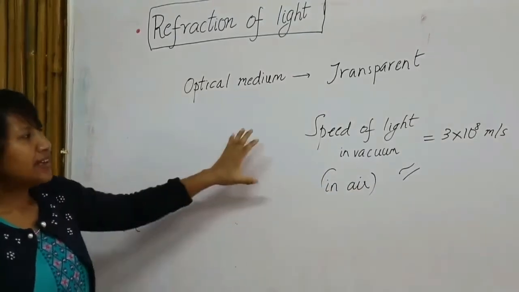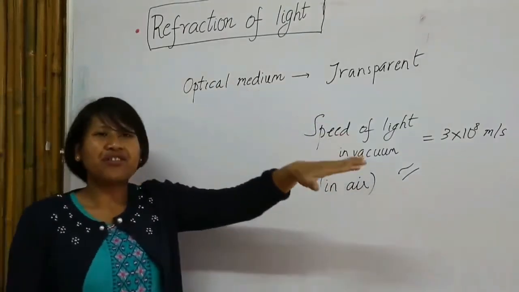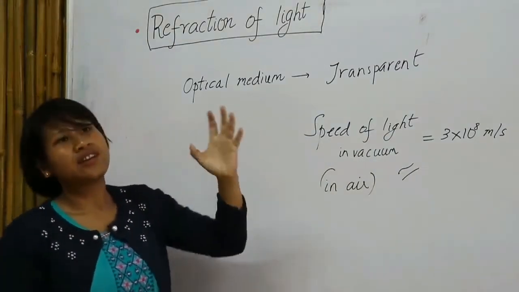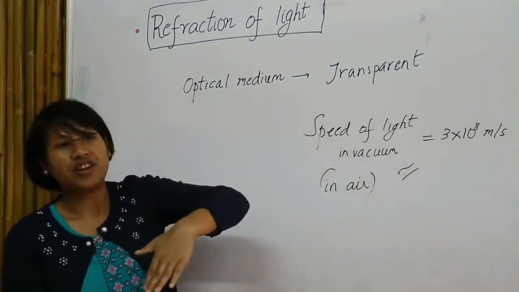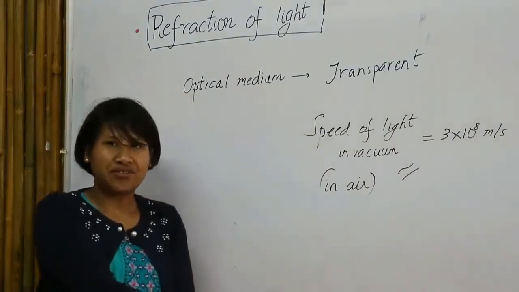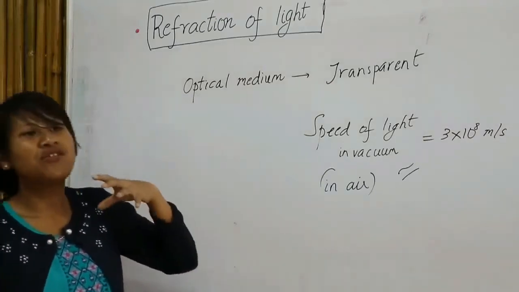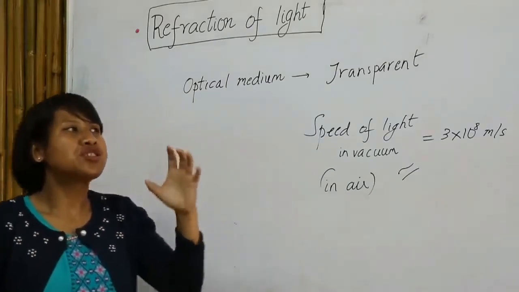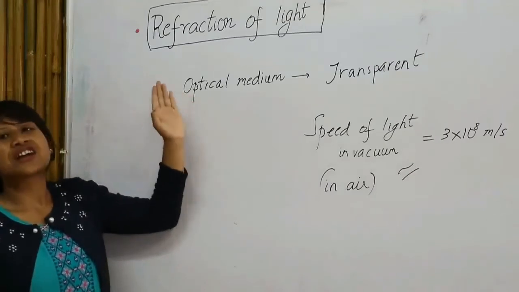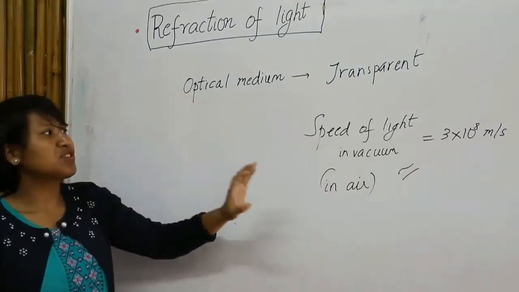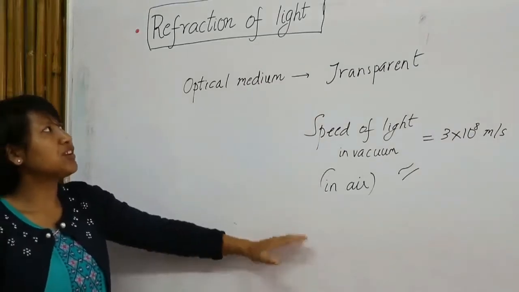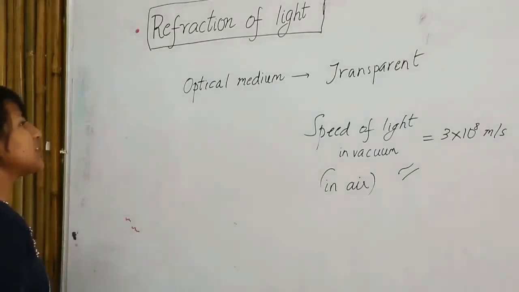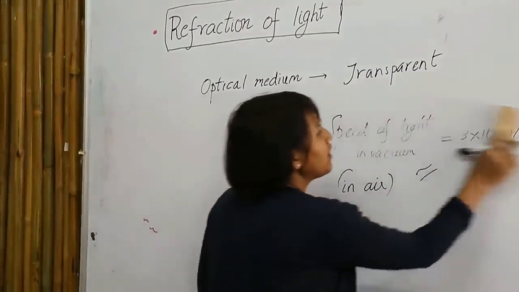The speed of light in different media is different. The speed of light in water will be different, and the speed of light in glass also will be different. It is because of this change in speed of light in different media that the phenomenon called refraction of light occurs. So let's illustrate this with the help of an example.